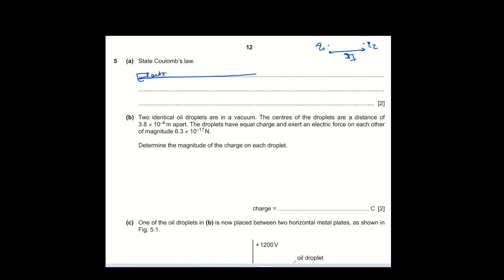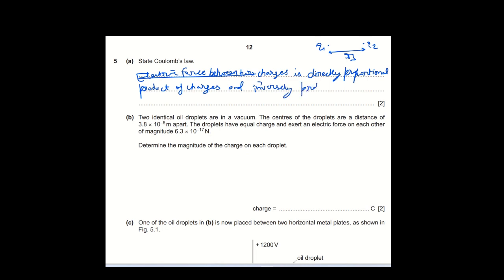electrostatic force or electric force between two charges is directly proportional to the product of charges and inversely proportional to the square of the separation between them.